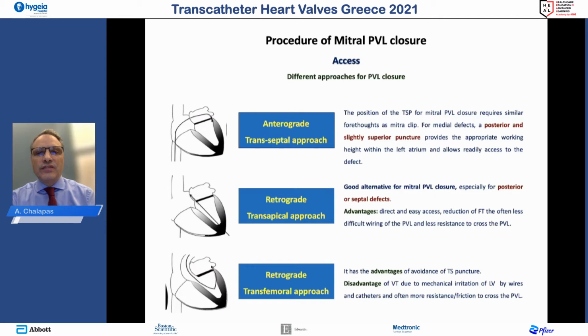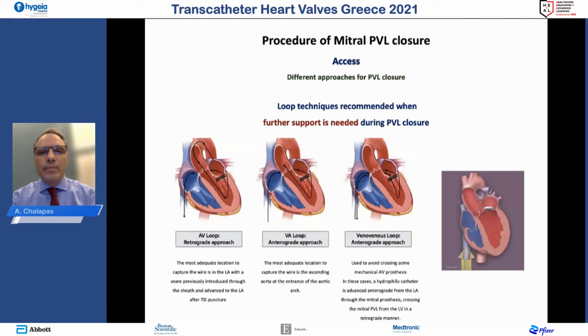When there are defects, especially posterior or septally oriented, we can use as an alternative the transapical approach, which is a direct and easy access, and sometimes we don't face resistance problems to cross the PVL. Of course, the transfemoral approach through the aortic valve is not used so often anymore. It has the disadvantage of mechanical, electrical, and hemodynamic compromise due to interaction of the different devices with the aortic valve, and it is mostly used for defects in the aortic valve position.